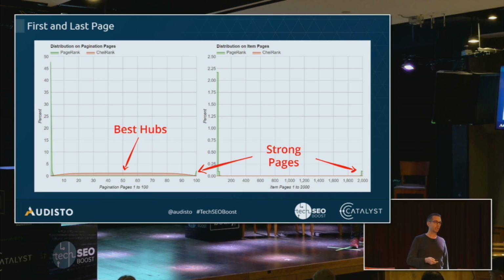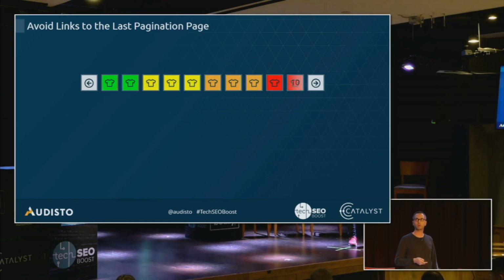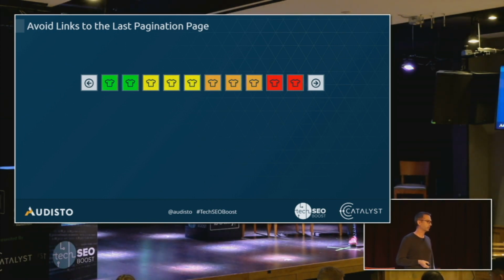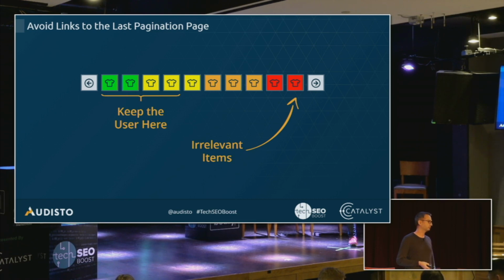And you need to be aware that whenever you have a pagination, it's usually an ordered list. So the relevant content is at the front. If you're an online shop, you probably have some business criteria to sort the stuff. So the best-selling products go to the front. And you don't want to make it easy for the user to access the last page, because those are the most irrelevant items. You really want to keep the user at the front. So never link to the last pagination page if you can avoid it for an ordered list.